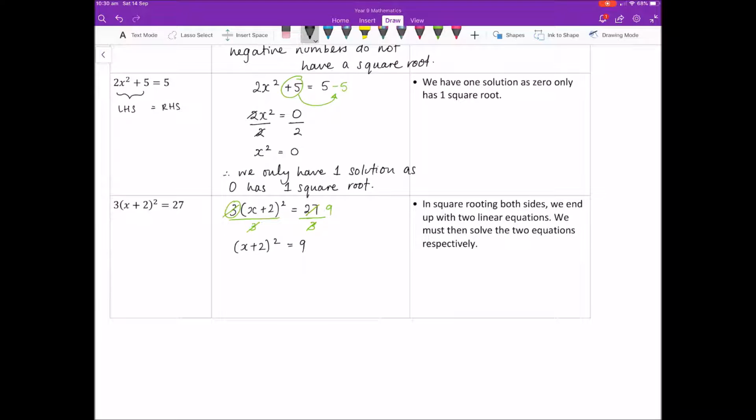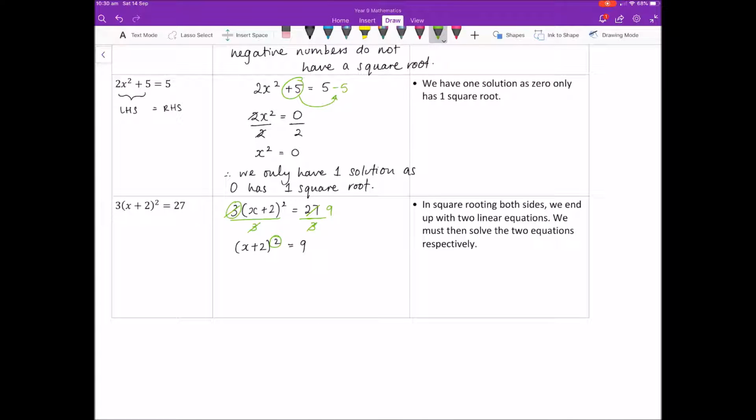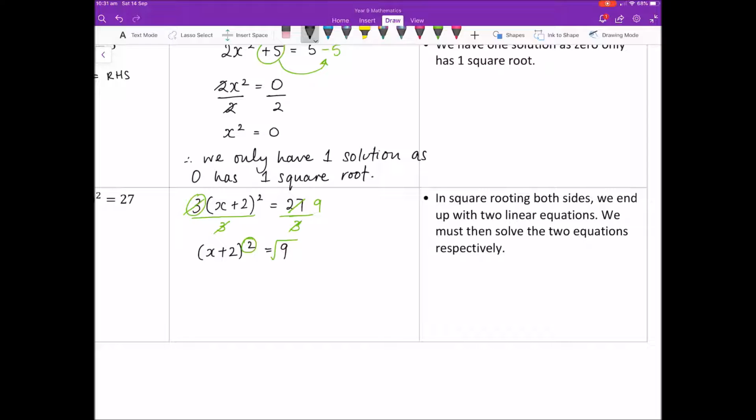Then what I'm going to do is take this squared and square root that on the other side. Remembering what I said before, that if I square root a positive number, I could have either a negative number or a positive number. So what that means is I could have x plus 2 equals positive 3, or I could have x plus 2 equals negative 3. Remembering that the square root of 9 is 3 or negative 3.